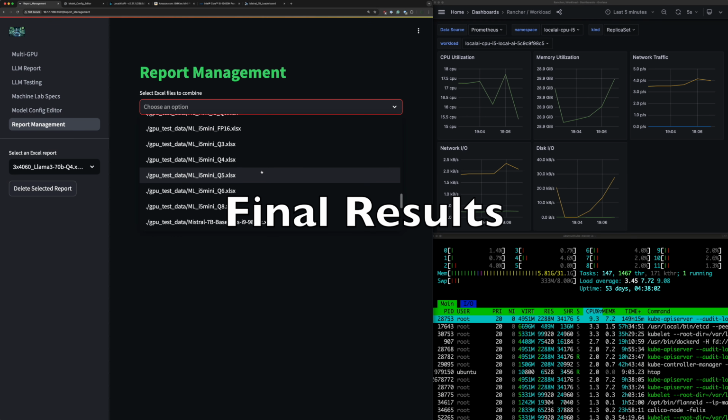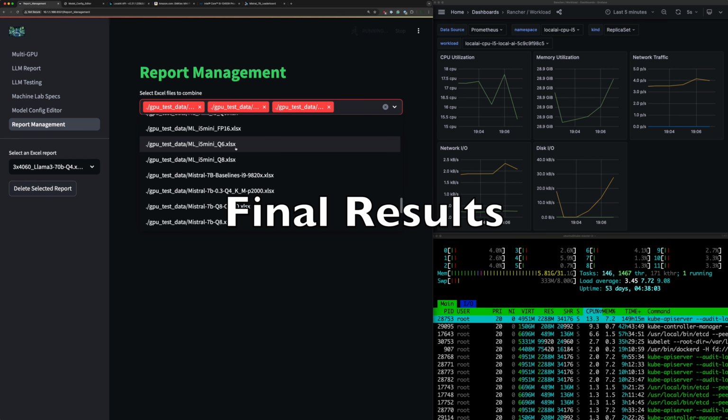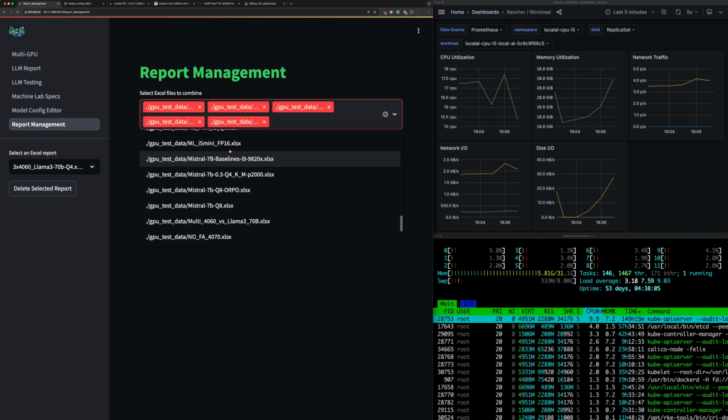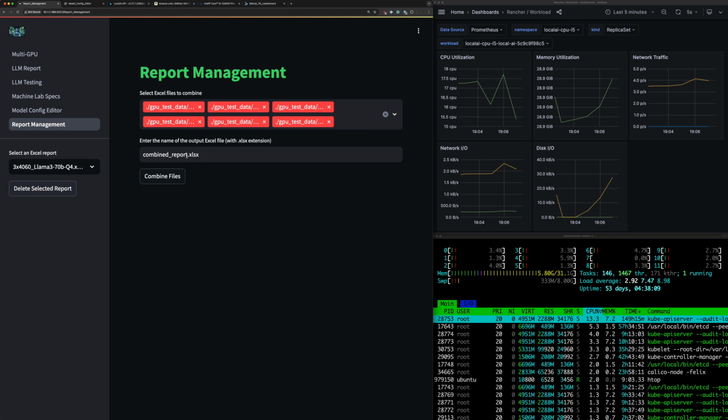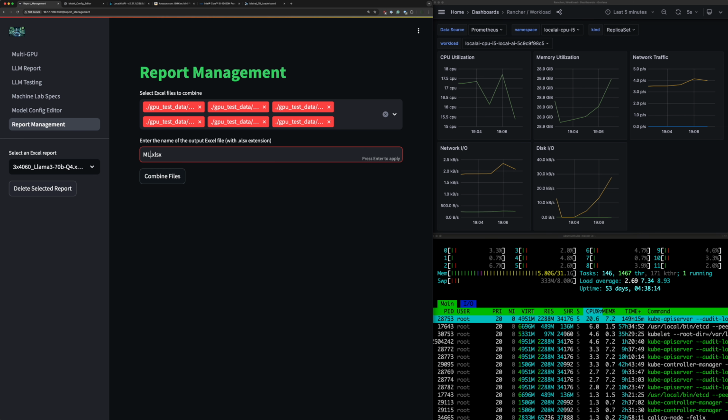It's been a solid day of testing. Let's go ahead and get all of these reports put together, Q3 through FP16, combine them into one report so that we can go look at the results, and then we'll take the averages of those results at the very end and go throw them on the leaderboard and see where this little mini i5 computer actually lands.